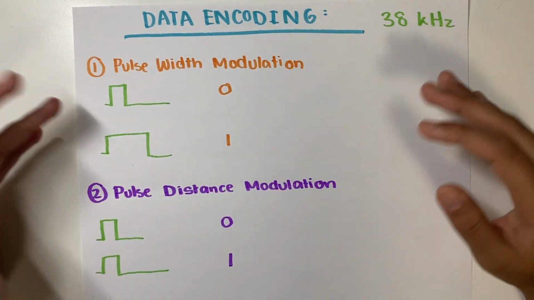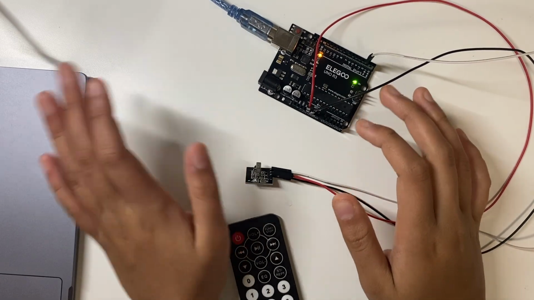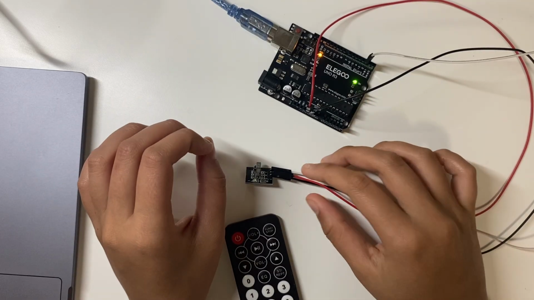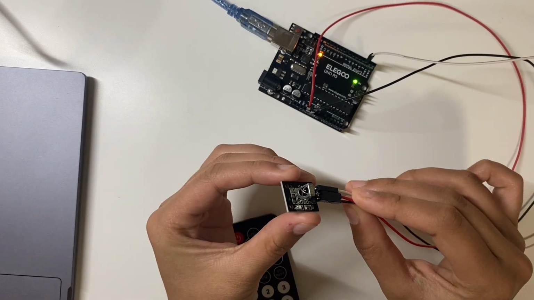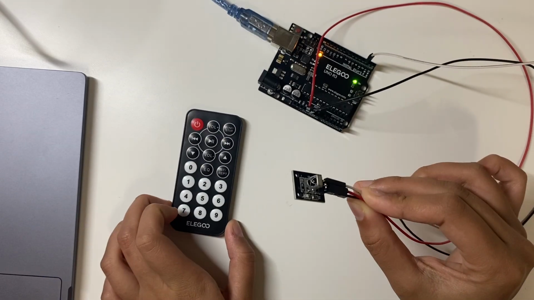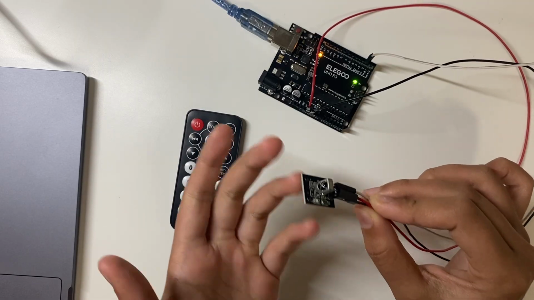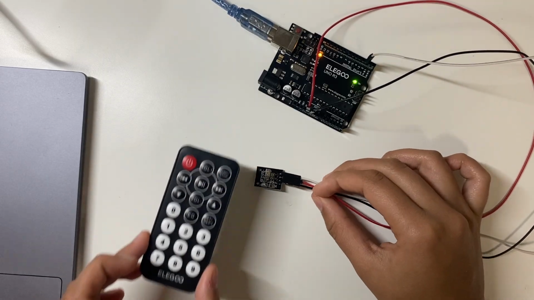Now let's go into a different experiment. So right here we have my Arduino board, it's connected to my laptop, and we have a program running where we have this infrared receiver, and whatever command we press on this remote, it's going to give us our binary code on our Arduino serial monitor. So let's check that out.